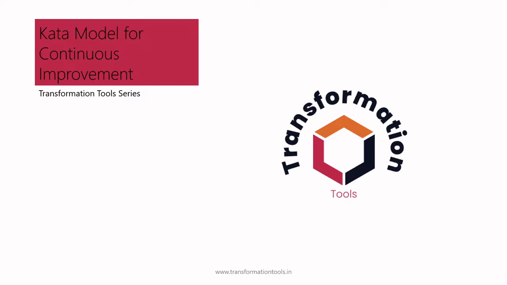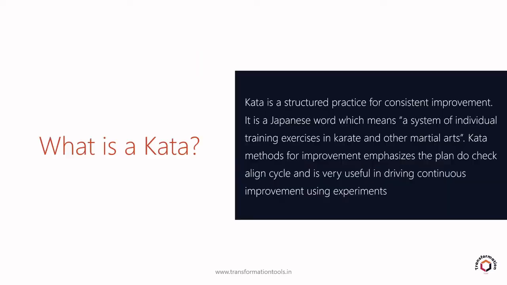So what is a Kata? Kata is a structured practice for consistent improvement. It is a Japanese word which means a system of individual training exercises in karate and other martial arts. Kata methods for improvement emphasize the plan-do-check-align cycle and are very useful in driving continuous improvement using experiments.